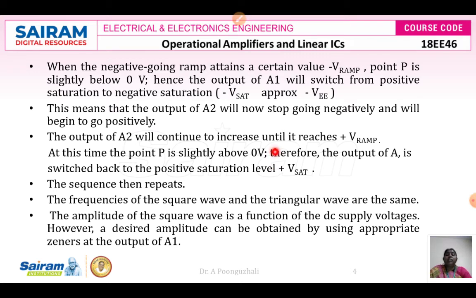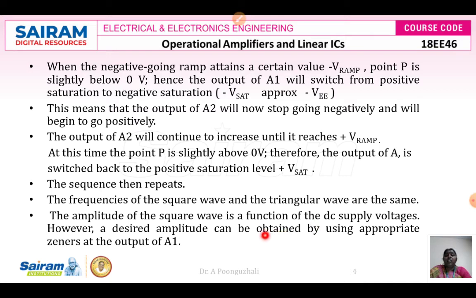So this sequence will be continuously repeated, and we see that the frequency of the square wave and the triangular wave are going to be the same. In this case, the amplitude of the square wave is a function of the DC voltages, because the square wave output is at plus Vsat and minus Vsat. So your output voltages are going to depend upon the DC supply voltages.